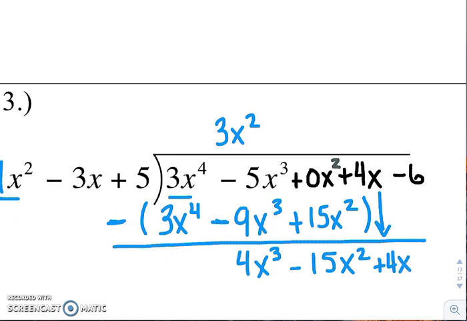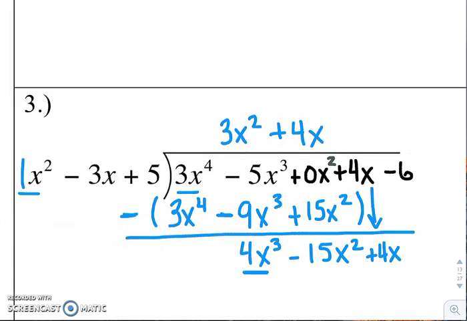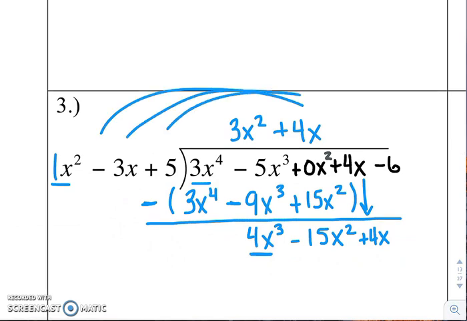Okay, so now we're looking at the first term and what we have left. So 1x squared times what gets you 4x cubed? 4x, and that is what gets multiplied now to all three of your terms. So x squared times 4x, 4x times negative 3x, 4x times 5. And subtract.